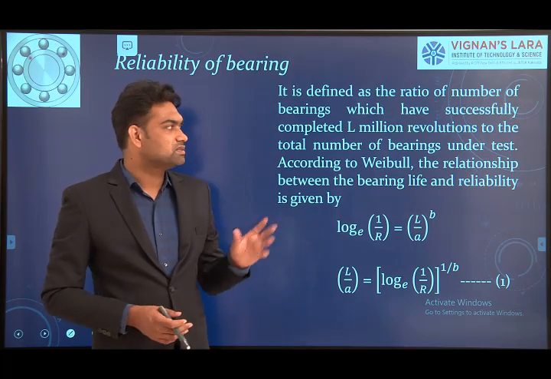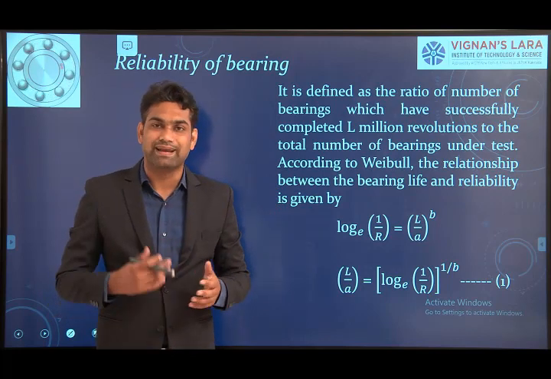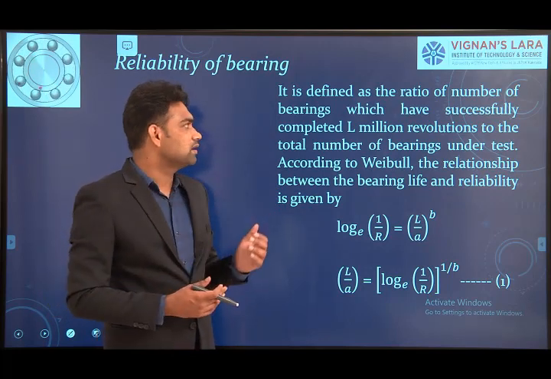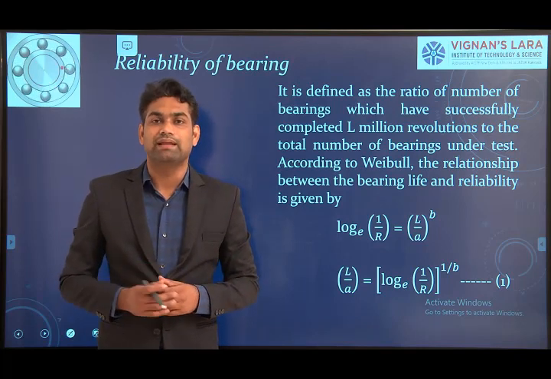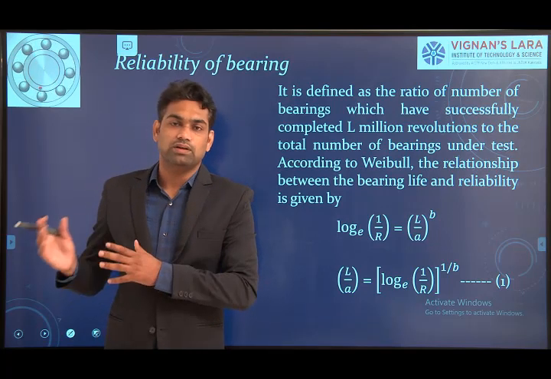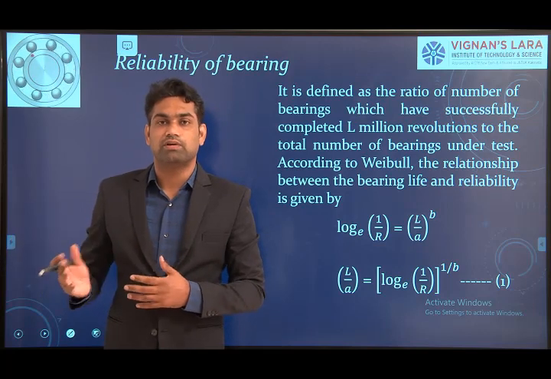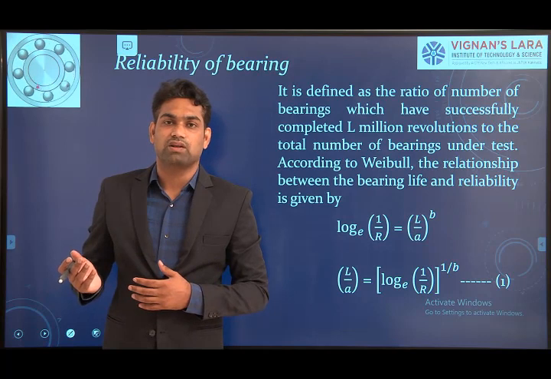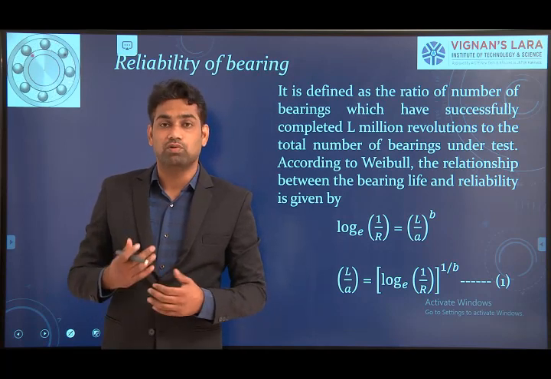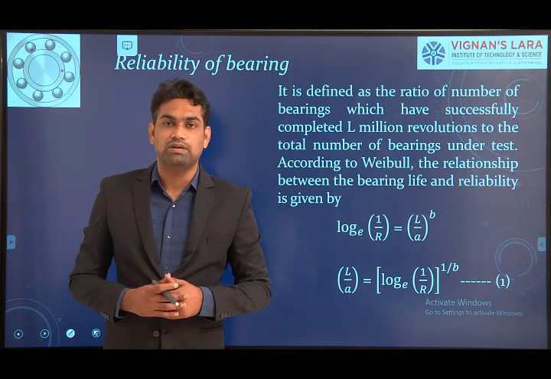In the similar fashion, the bearing should also operate with great reliability. Here the reliability can be defined as the number of bearings that can operate up to L million revolutions to the total number of bearings. For example, you can have 100 bearings in a batch. If 90% of the bearings can operate L million revolutions without failure, then the reliability is said to be 90%.